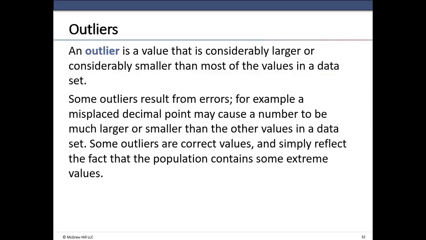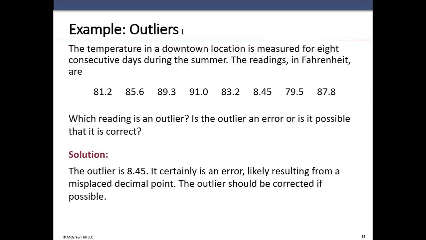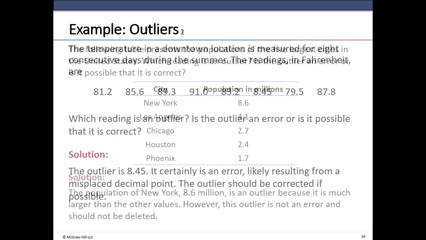So what is an outlier? An outlier is a value that is far away from the rest of the lot. How do we find outliers? Okay. These are the temperatures measured during the summer. Look at all the temperatures. They're in the 80s and 90s. Suddenly there is a number 8.45. Looks like that number has been recorded wrong. It should have been 84.5. So clearly we can say 8.45 is an outlier in this case.